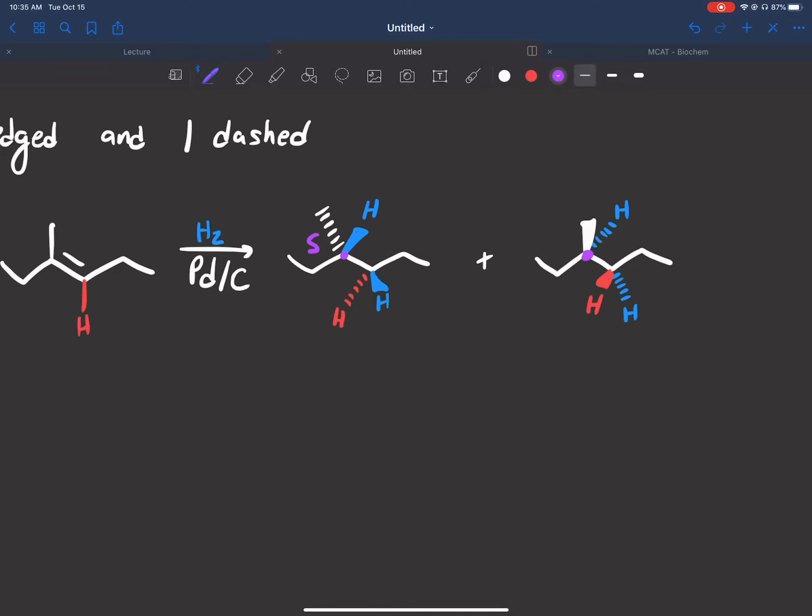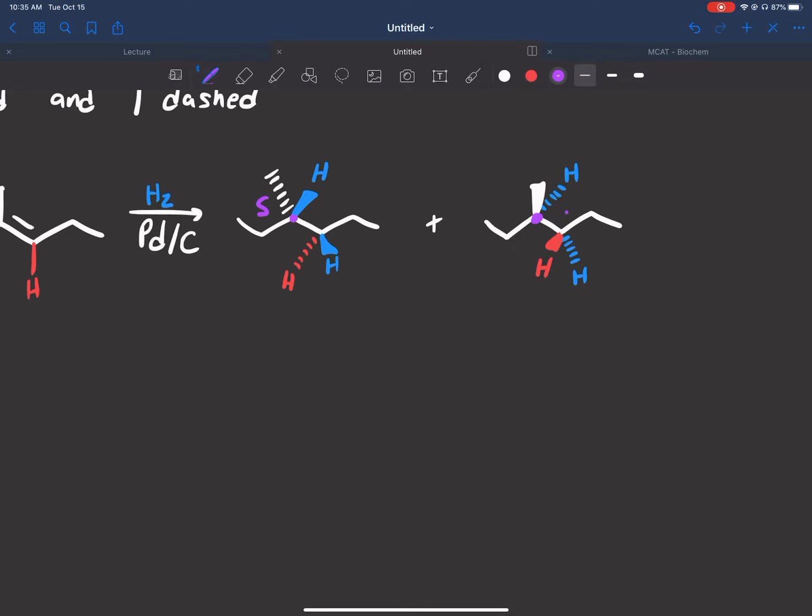And let's do the same thing here. This is going to take the higher priority. Second, third, fourth, cross out 4 and draw your arc from 1 to 2 to 3. That's clockwise, which looks like it would be R. And in this case, our lowest priority group is dashed, which is the easiest case, and we leave it as R.